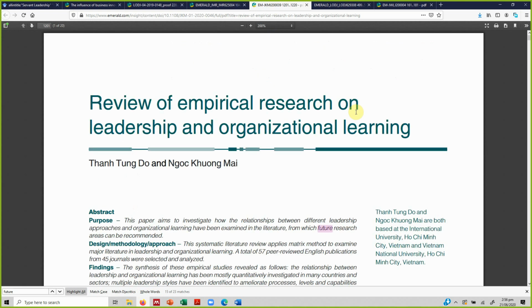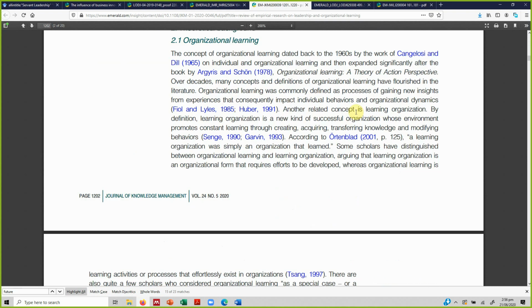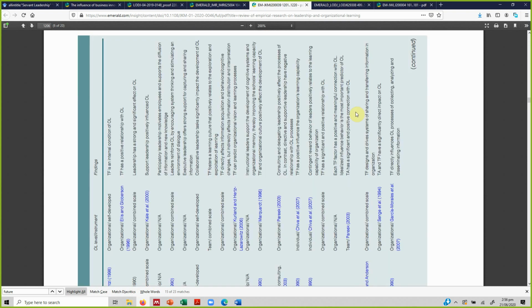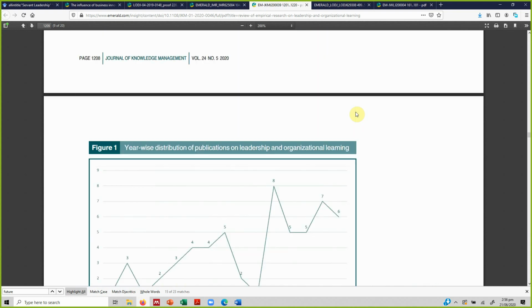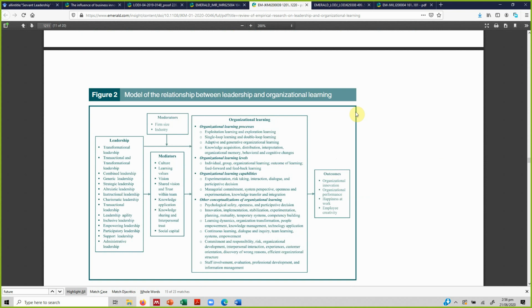Review of empirical research on leadership and organizational learning. So an SLR on organizational learning and leadership. What existing research has been done on leadership and organizational learning? And the interesting fact is it's recently published in May 2020. And whatever has been done in existing research is presented in the form of a table along with a diagram, a model. So we can easily identify variables from this model and see if they have been evaluated or assessed with respect to servant leadership. If not, obviously we can take those variables and make them part of our model.